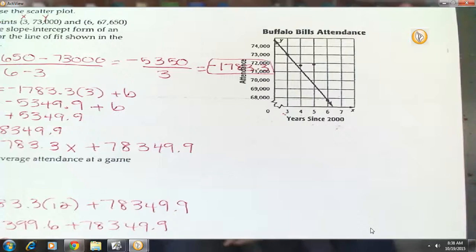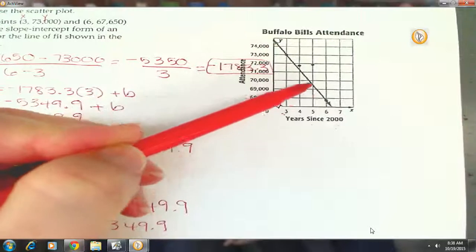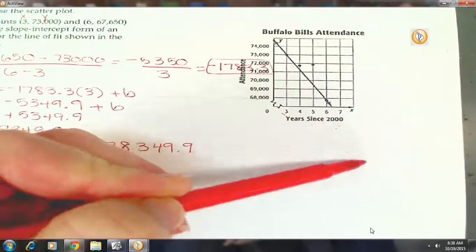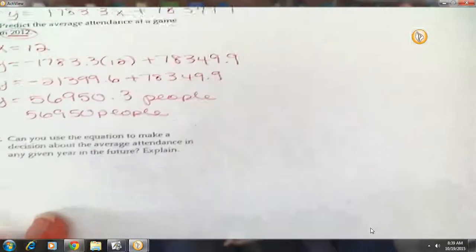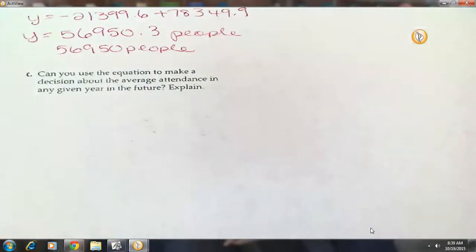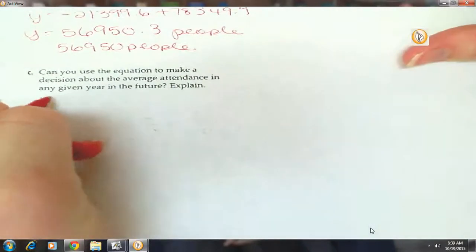What happens if maybe the Buffalo Bills get a state-of-the-art new facility, the best of the best, and they're doing really good? What's going to happen to that attendance? It's going to go up. Is that going to jive with what's happening according to this graph? The graph is going down and down and down. It doesn't show any signs of going back up. So what do you think on C? Can you use the equation to make a decision about the attendance in any given year? I'm going to say no. There are too many variables. There are too many things that could cause the attendance to change. I would say no.